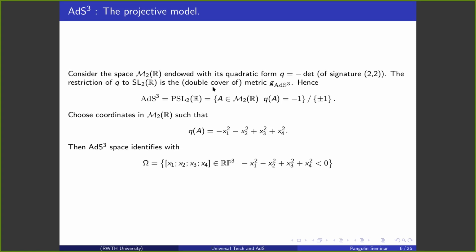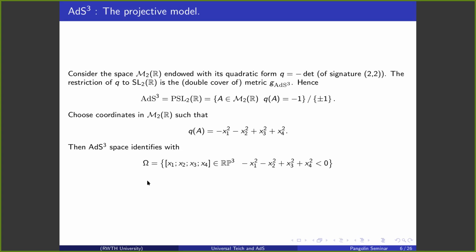And now we see the projectivization, right? It's just going from SL2 to PSL2. And now the AdS 3-space appears really as an open set of RP3, right? The quadratic form also descends to the projective space because in dimension 2, determinant of A equals determinant of minus A. So we can recall this quadratic form downstairs on the projective space.